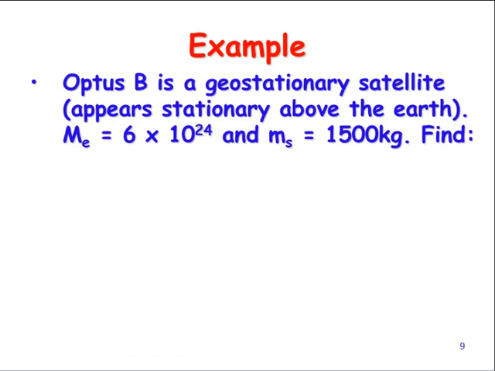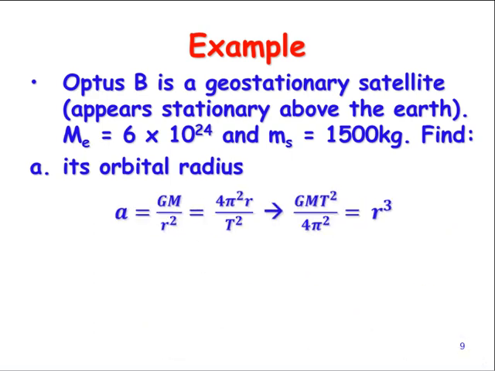Okay, second example, we've got Optus B. It's a geostationary satellite. Geostationary means it appears stationary relative to the Earth, geo being the Earth. So that tells us about the period of orbit. It's taking about 24 hours to orbit the Earth. So find its orbital radius.